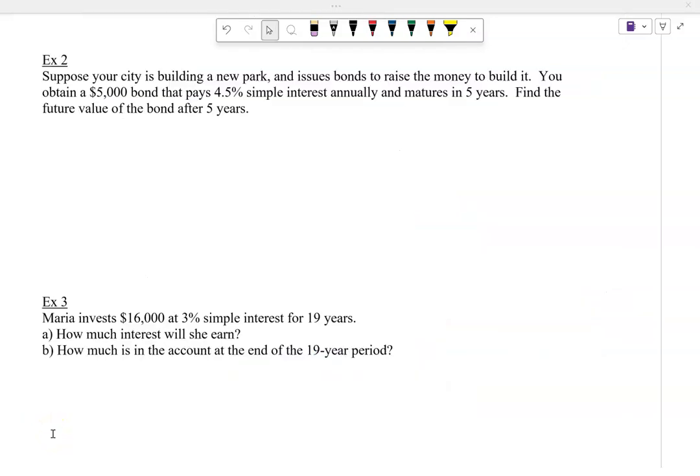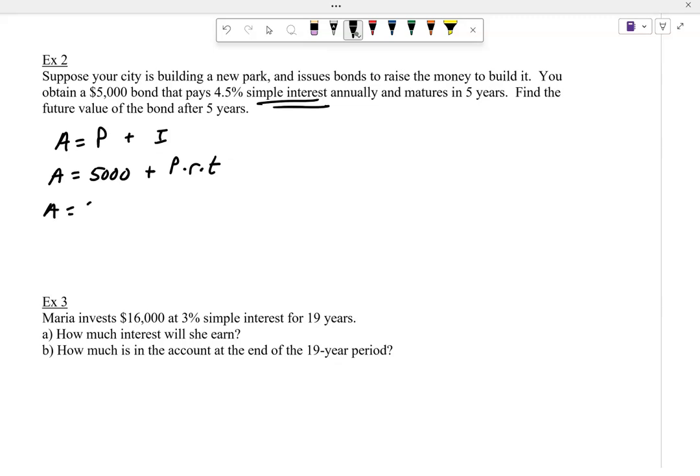Let's do 4 examples with some simple interest scenarios. Suppose your city's building a new park and issues bonds to raise the money. You obtain a $5,000 bond that pays 4.5% simple interest. It matures in 5 years. So how much will you have at the end? Well, the amount you have at the end is whatever you started with, the $5,000, plus the interest, right? So principal is $5,000 plus the interest, which would be principal times rate times time.